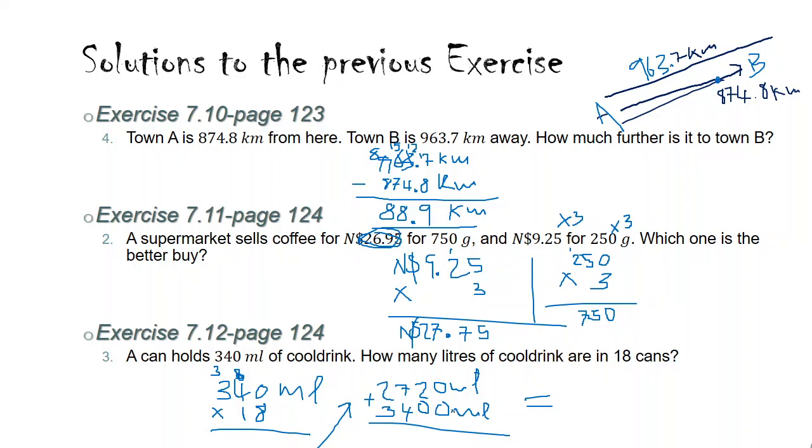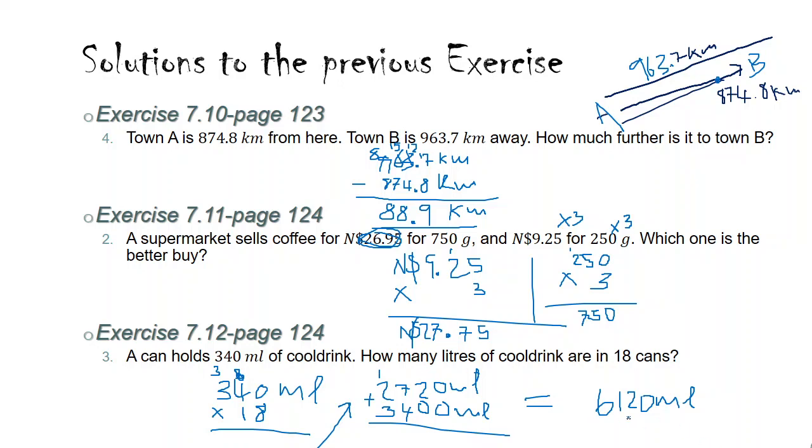If you add them together, 0 plus 0, that is 0. 2 plus 0, that is 2. Then 7 plus 4, that's 11. You put the 1 here and give the 1 away. 1 plus 2 is 3, plus 3 is 6. That means that is equal to 6,120 milliliter. So 18 cans is equal to 6,120 milliliter. But the question says how many liters.